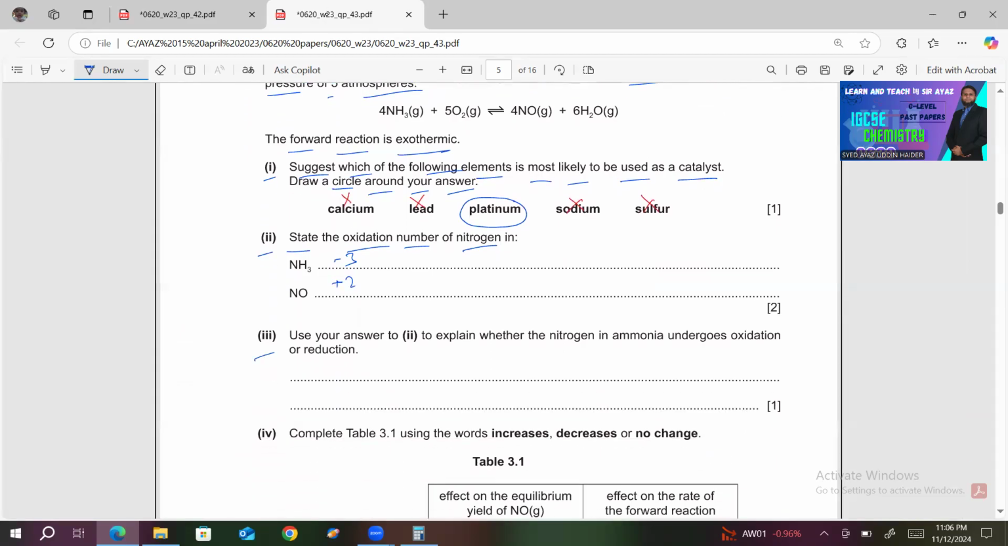Number 3, use your answer to explain whether the nitrogen in ammonia undergoes oxidation or reduction. Now it's converting from NH3 to NO. If you look at the oxidation numbers, it's changing from -3 to +2, which means it's undergoing oxidation. So I will write oxidation here. Then I have to explain. The oxidation number here has increased, so I will write oxidation number increases.